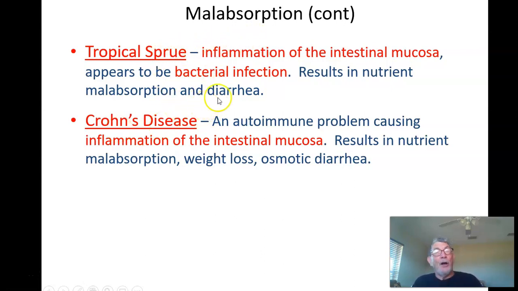Crohn's disease, the same symptoms, but it's caused by your own immune system attacking your own intestinal walls. It causes your intestinal walls to inflame, to swell up. You result in malabsorption, osmotic diarrhea, a lot of pain, a lot of cramping, malabsorption. You can't absorb your nutrients properly. So whether it's Crohn's disease, tropical sprue, or gluten sensitivity, the signs and symptoms are pretty similar. It's just caused by different processes.